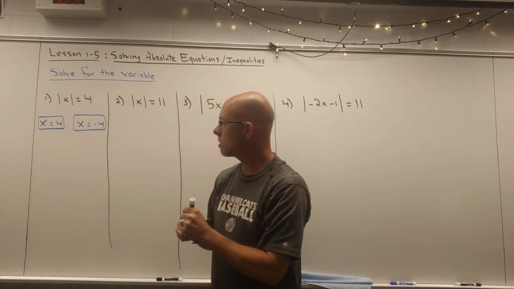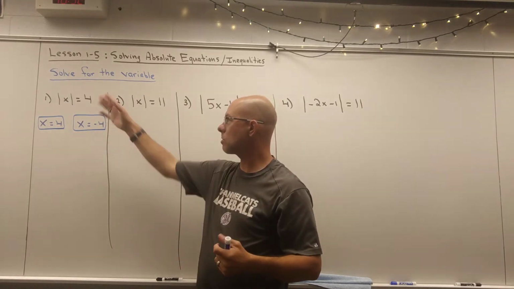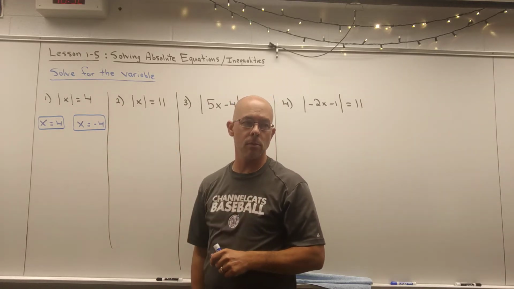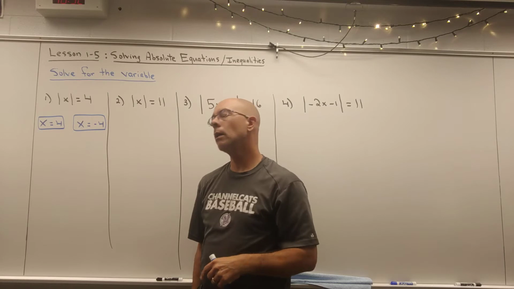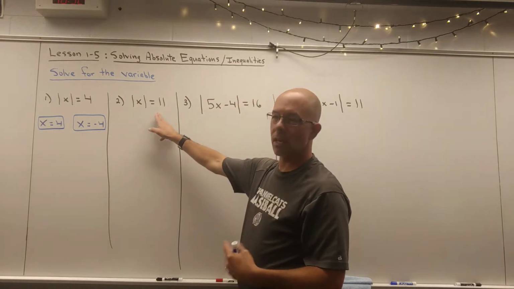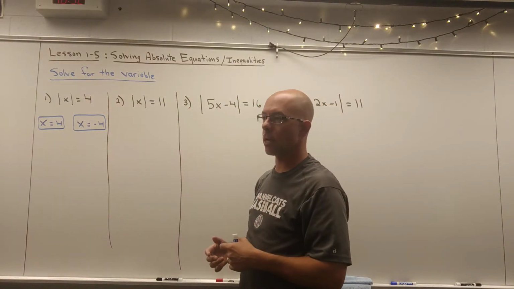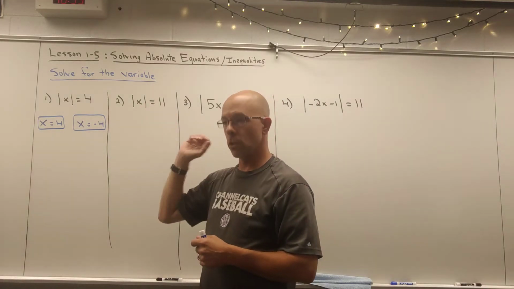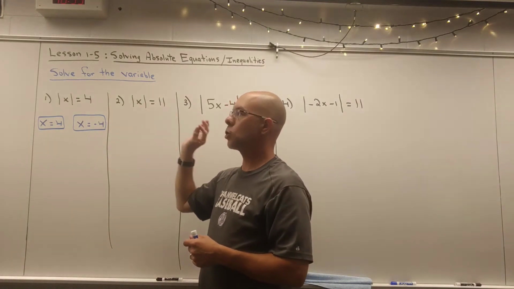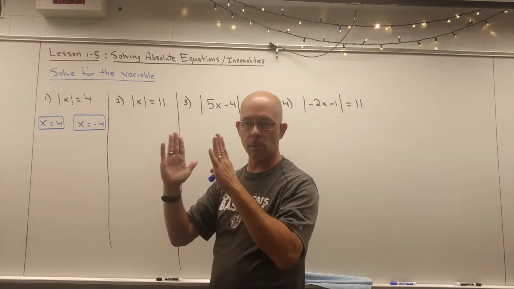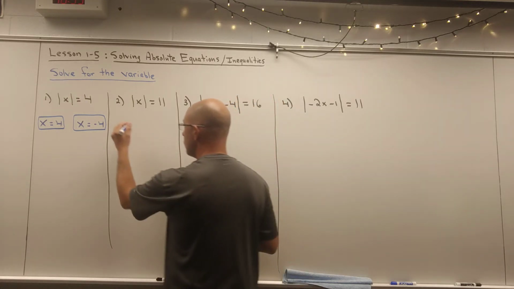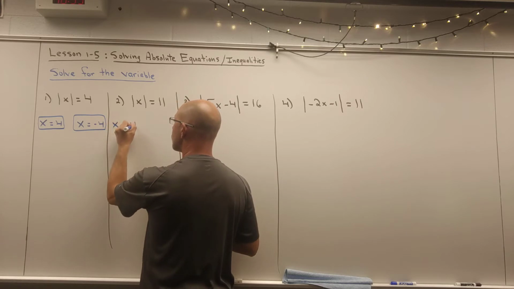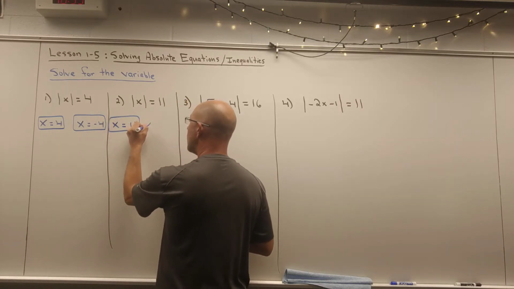And the nice thing about those is that's it, because the only thing inside the absolute value symbol is the x. So same story here. I just wanted you to see an extra example. The distance in question is 11. Well, there's two numbers that are 11 spaces away: 11 and negative 11.